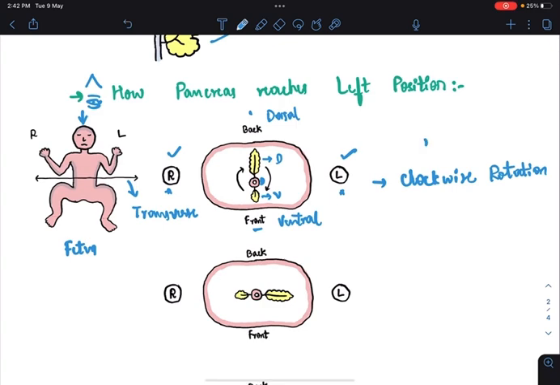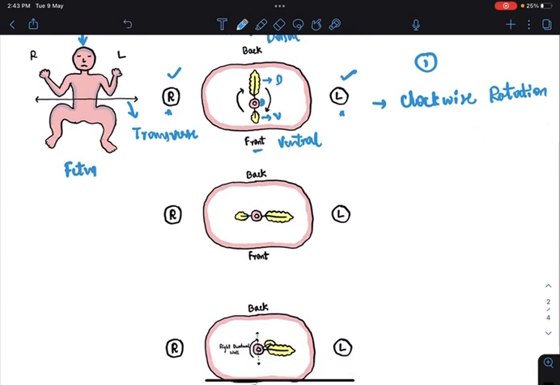First, there is clockwise rotation of the duodenum, and if it rotates like this, what happens? Now the ventral pancreatic bud comes to the left position, and the dorsal pancreatic bud will lie on the right side. Okay, this is dorsal, lying on the right side. This is the ventral pancreatic bud, lying on the left side. Because of what? Clockwise rotation of the duodenum.